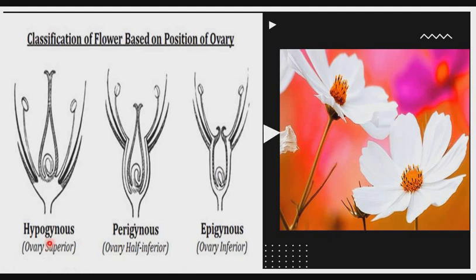So whenever you hear about superior ovary, your mind should go on hypogynous flower. When you hear about half inferior ovary, your mind should go on perigynous flower. When you hear about epigynous flower, your mind should go on inferior ovary. Remember, we have superior ovary, half inferior ovary, and inferior ovary.